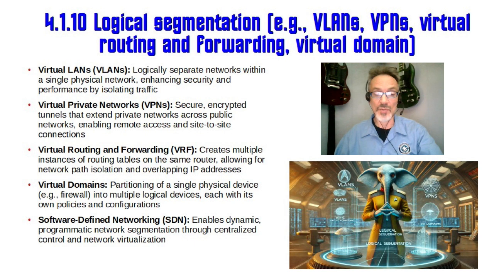Virtual private networks, VPNs, create secure, encrypted tunnels over public networks, enabling remote access and site-to-site communication while maintaining data confidentiality. Virtual routing and forwarding. This enables multiple instances of routing tables to coexist on a single router, allowing for traffic segmentation and network path isolation, even with overlapping IP addresses.